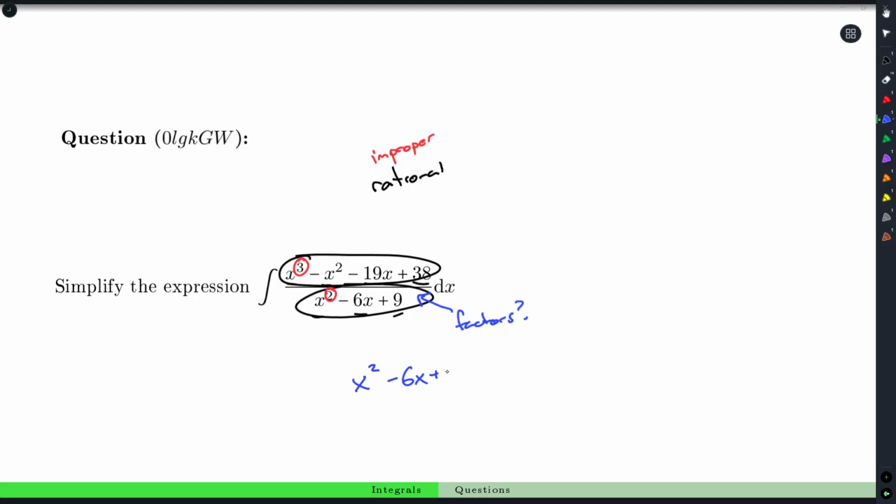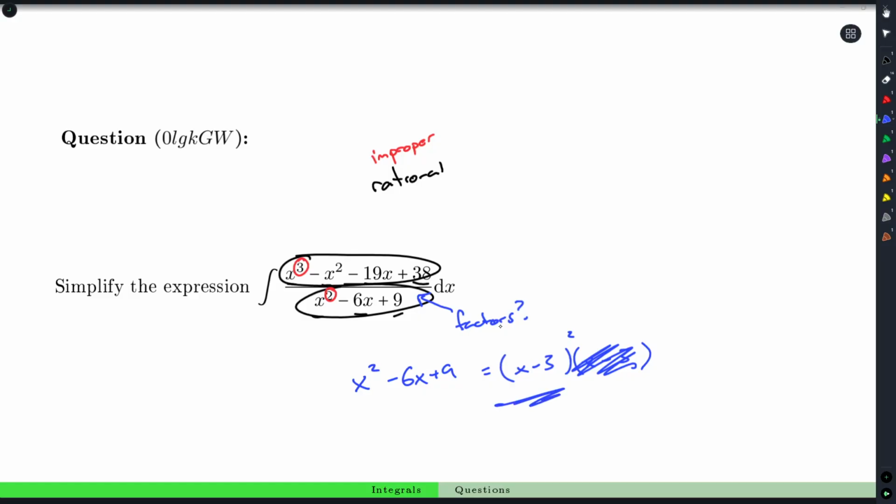Now it's a quadratic. Let's see. Two numbers that multiply to 9, so 1s, 3s, 9s if we get nice integers: negative 3 and negative 3, because two negative 3s will add up to negative 6. So this is (x minus 3) squared. We have a repeated linear factor, and that's it for the denominator. So we'll put a pin in that.